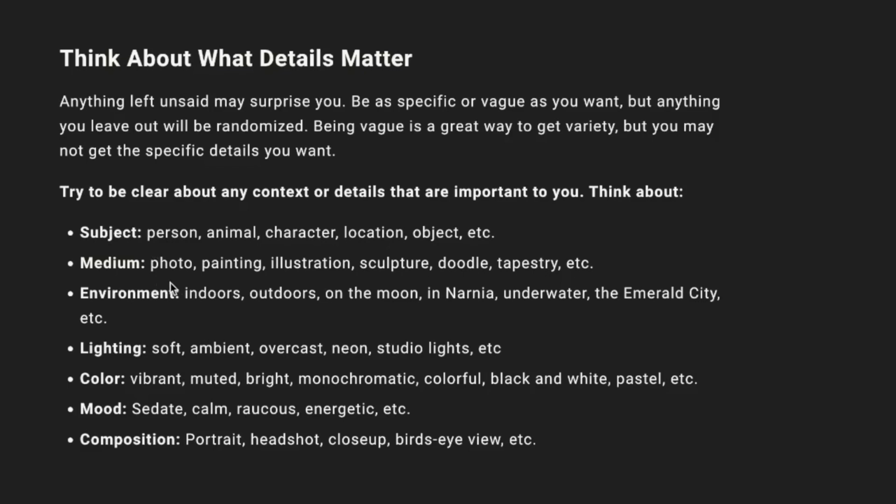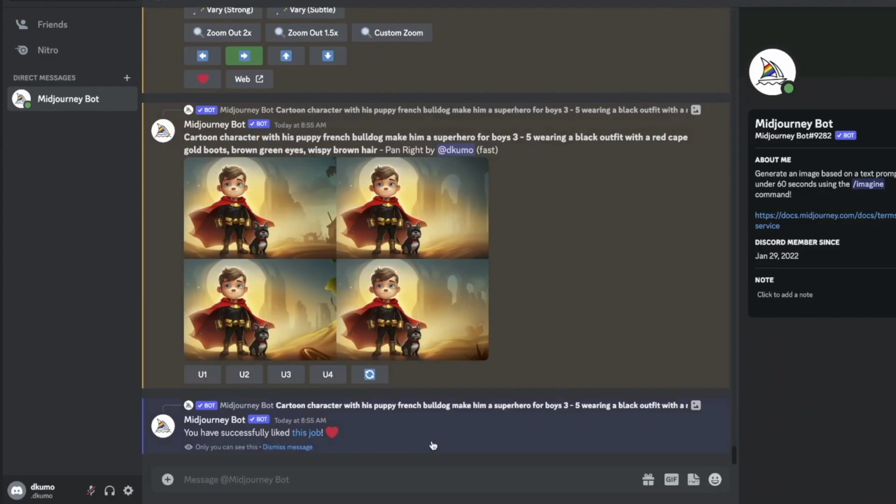The medium: is it a photo, a painting, an illustration, a sculpture? The environment: what's in the background, the lighting, the color, the mood, and the composition. So these are the details that you can think about to help you create the image exactly the way that you want. So for the image prompt, you want to upload the image.